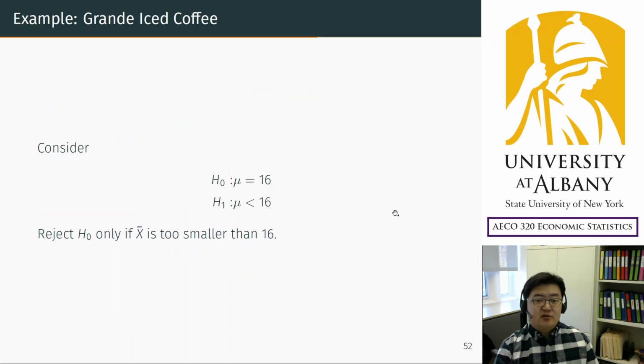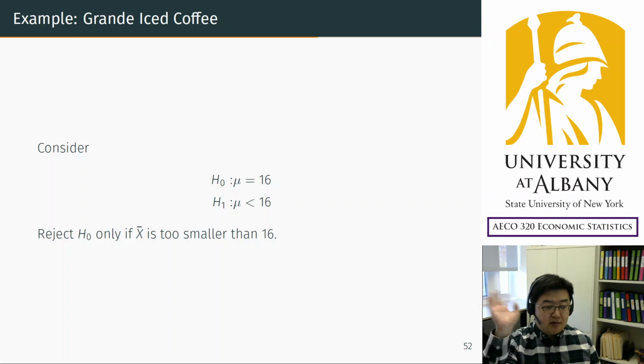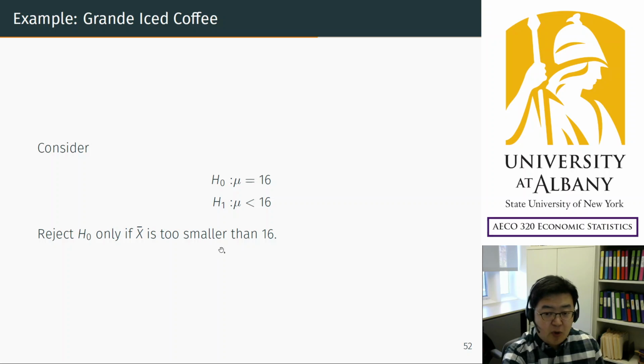Okay, so back to the iced coffee example. This is the hypothesis we'd like to test. We don't even think about greater than 16. That's not our concern at all. So we are going to reject the null hypothesis only if the sample average is significantly smaller than 16.